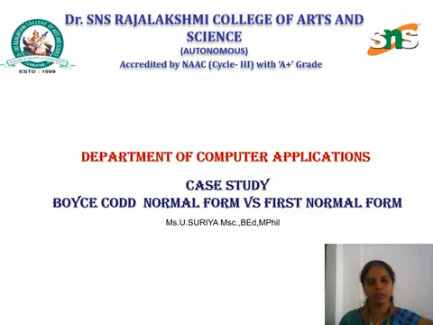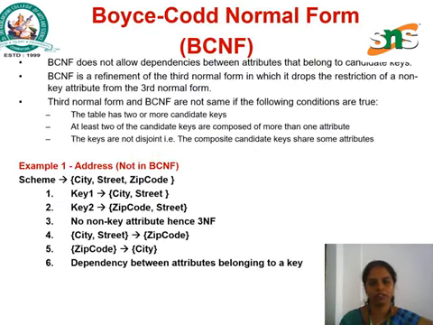Today, we are going to see about Boyce-Codd normal form versus first normal form. What is the difference between first normal form, and what are the different advantages we have in Boyce-Codd normal form? Boyce-Codd normal form doesn't allow dependencies between attributes that belong to candidate keys.